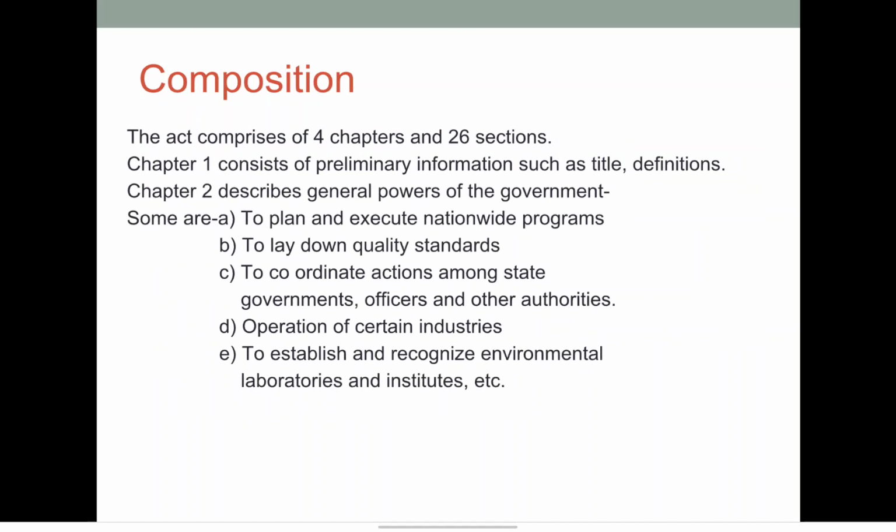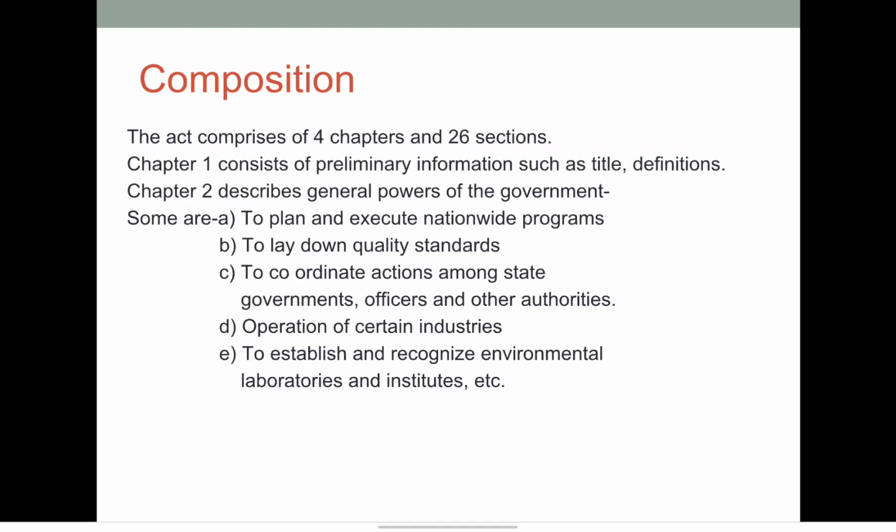Chapter 2 describes the general powers of the central government. Some of these powers are to plan and execute nationwide programs. The central government should not restrict itself to any particular state or any particular region. It plans and executes nationwide programs, that means all over the country. Which programs? Programs for spreading education about any environmental issue, then programs for reducing pollution. If training is required, they also impart the training. All of these powers have been given to the central government.